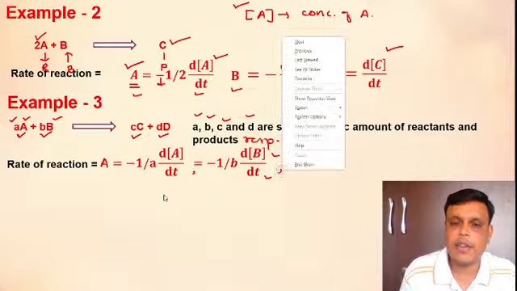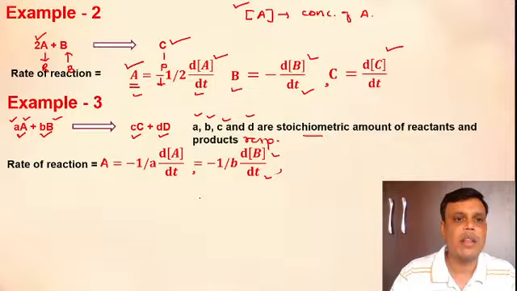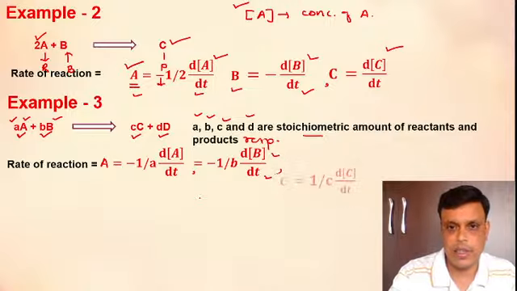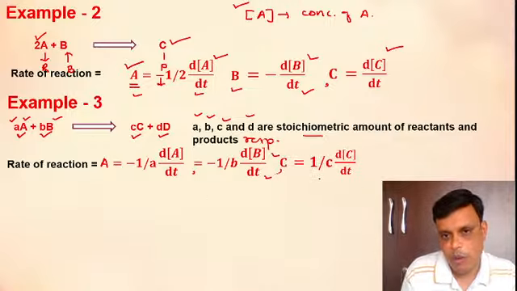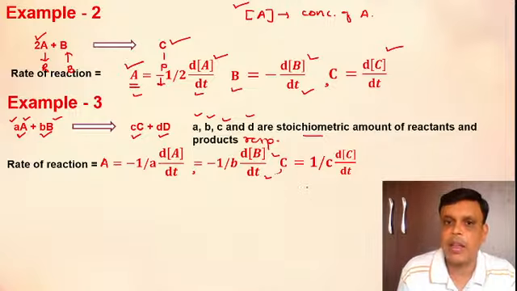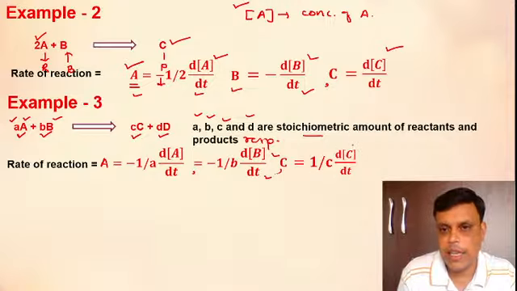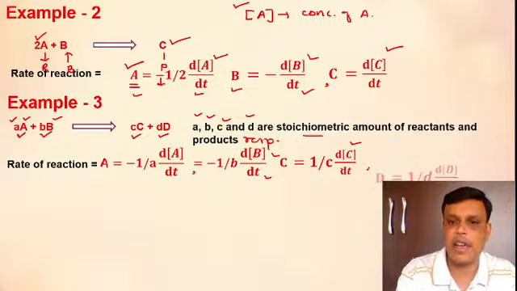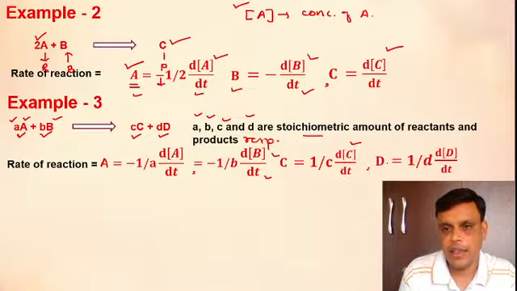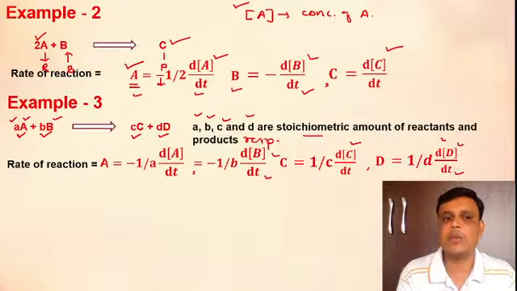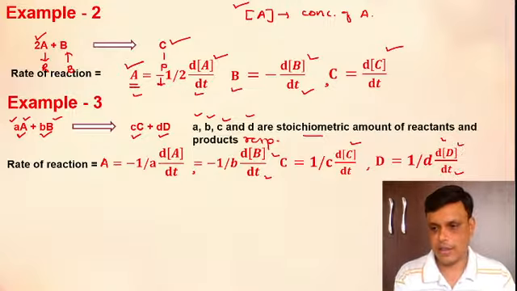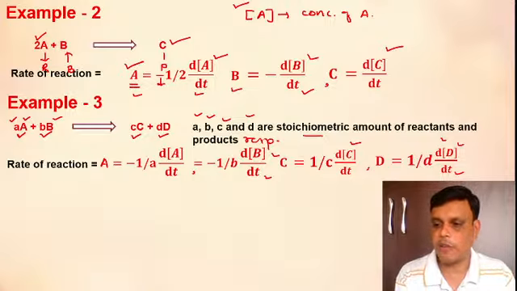So these are the two reactants. Now we will see the rate of reaction with respect to the product C. Here, 1 upon c, no negative sign is there because this is the rate of reaction with respect to a product. So 1 upon c, d concentration of C by dt, and lastly for D, 1 upon d, d concentration of D by dt. So in this way you have to write the rate of reaction.